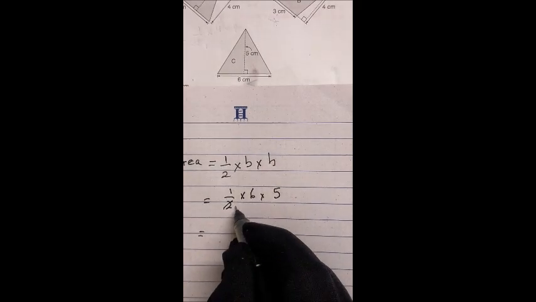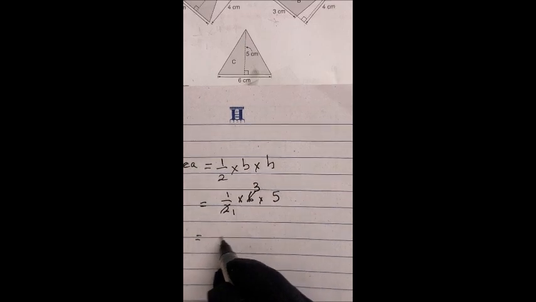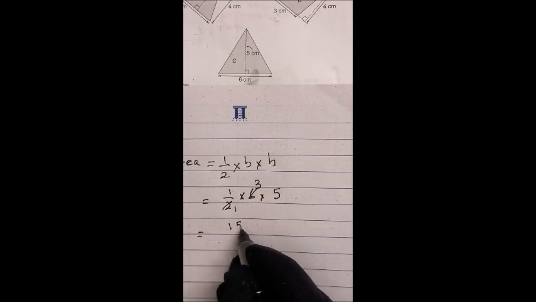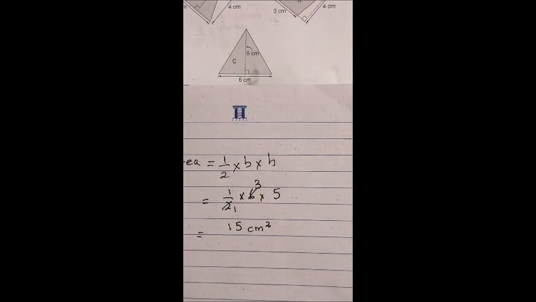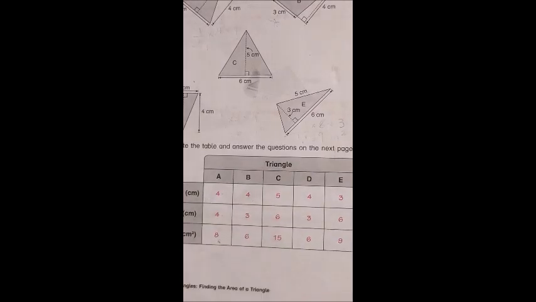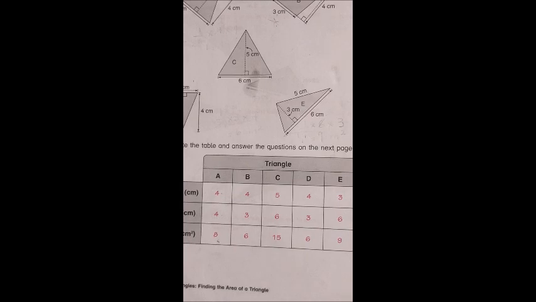2 times 1 is 2 and 2 times 3 is 6. So 3 multiplied by 5 gives us 15 centimeter square. So the area of this triangle C is 15 centimeter square. Now children, I hope you've understood, and let's move on to the last two figures.